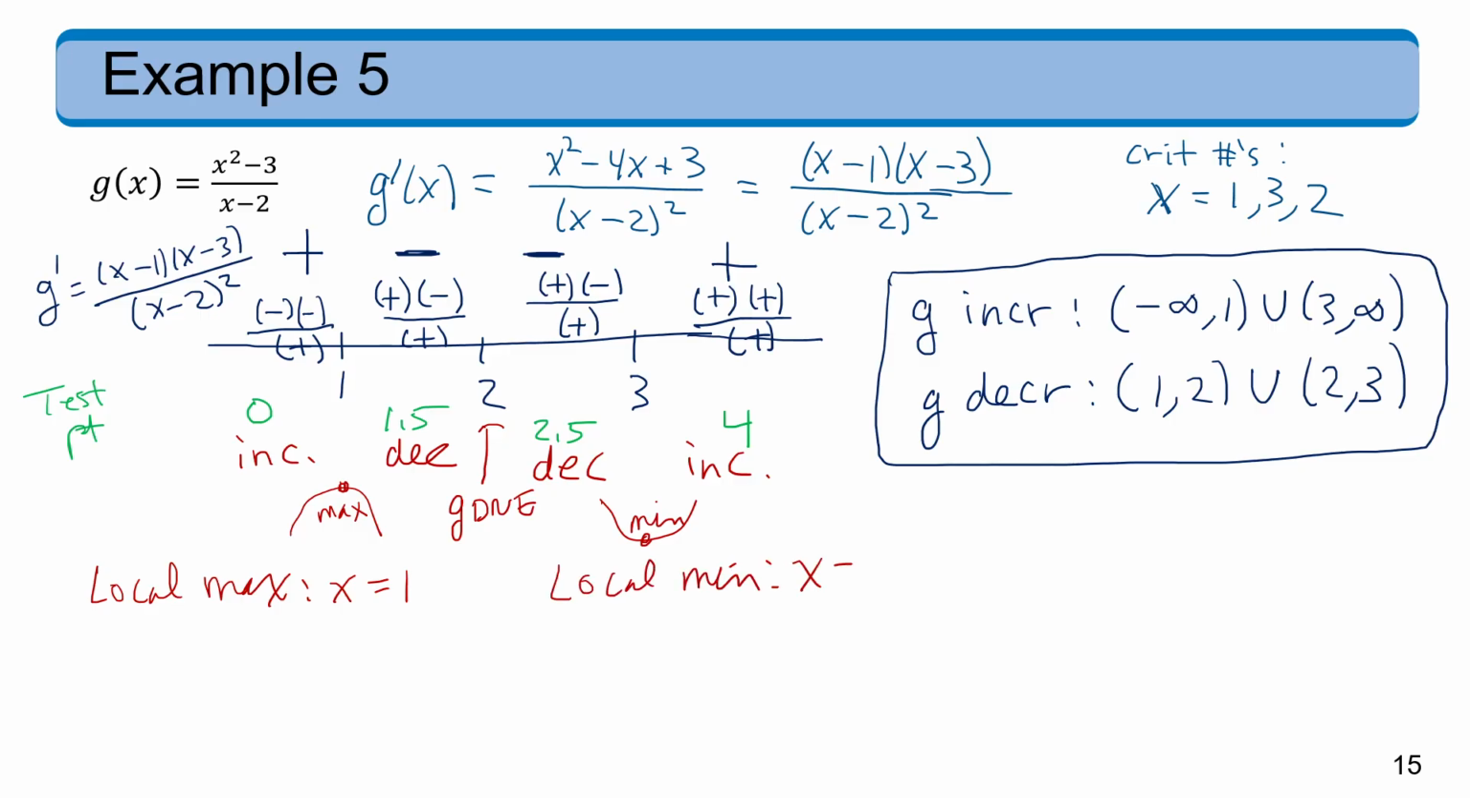And just like in the last example, it helps to find the whole ordered pair. So let's find the y value that goes with each one of these. Here it's actually g, not f, we need g of 1. So go back to g, don't use g prime. When we plug in 1, we're going to get negative 2 over negative 1. So that simplifies to positive 2. So the ordered pair x value 1, y value 2 is a local max.